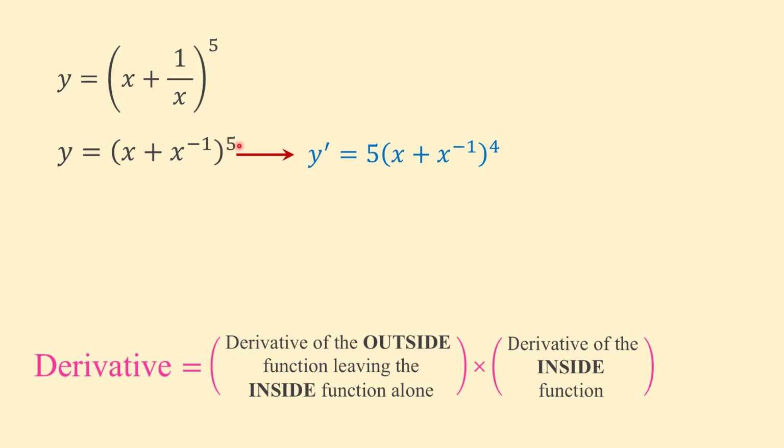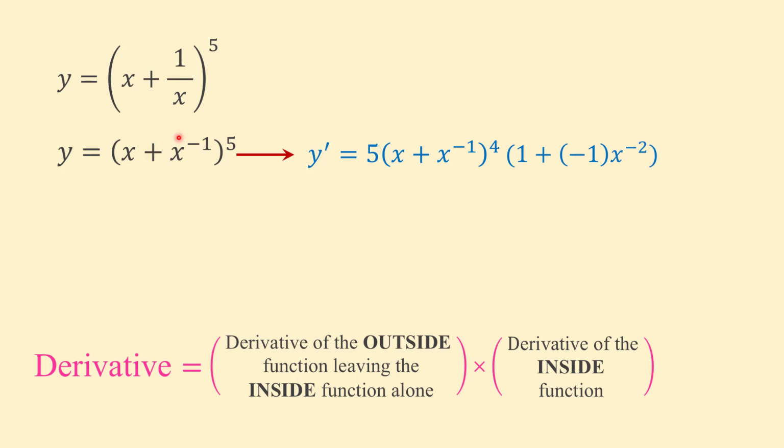We bring the power down to the front of the term as a coefficient and we reduce power by 1. 5 times (x plus x to the negative 1) to the fourth. We leave the inside function alone. Times the derivative of the inside function. Derivative of x is 1 and to find the derivative of x to the negative 1 we have to use power rule. We bring power to the front of the term as a coefficient and we reduce power by 1.